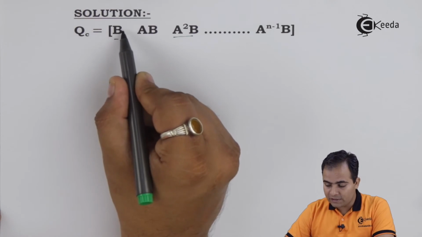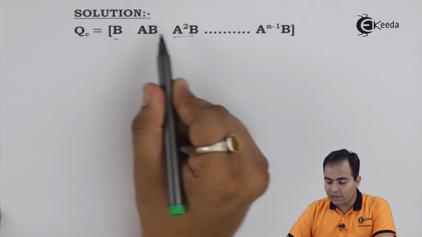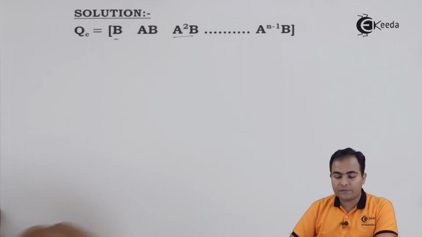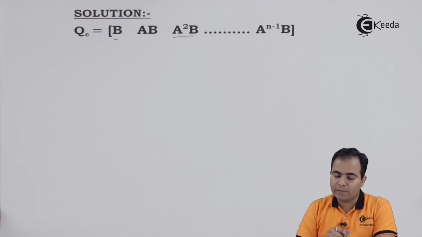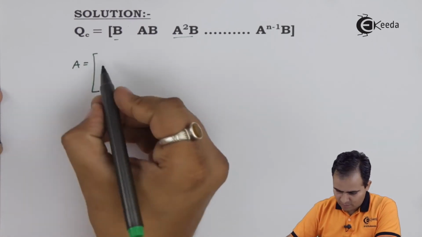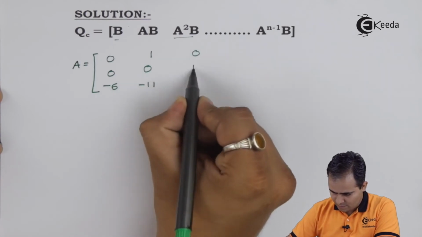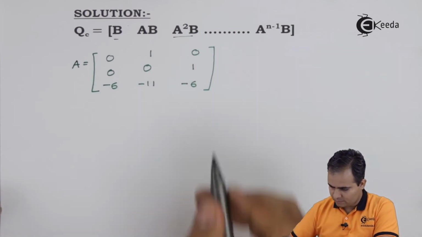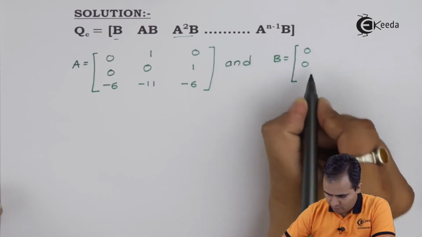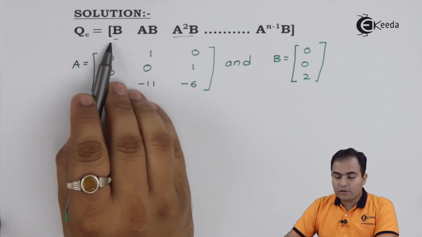Basically, our A having a power 0 means here we can write A into B. But in this case, in the formula, our A power starts from 0. The next value has power 1 and the next value has power 2, and we are going to calculate up to A square into B. So first of all, we will write the A matrix and B matrix. The first column is of B.